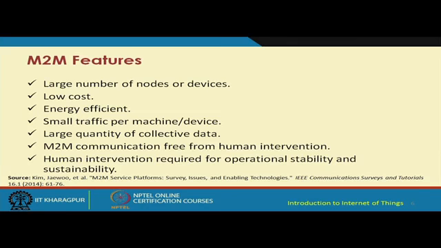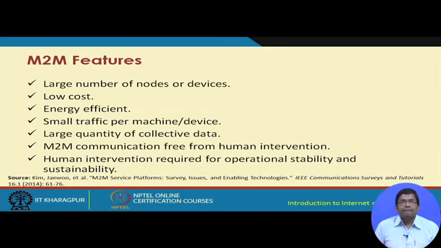Let us now look at some of the features of M2M. Let us say the number of nodes that are required. In M2M, we are talking typically of a large number of nodes or IoT devices, where there is no human to intervene, they talk to each other directly. These nodes are energy efficient, the network as a whole is energy efficient, and typically low cost because these nodes are also very small in size, very cheap to buy commercially, and so on.